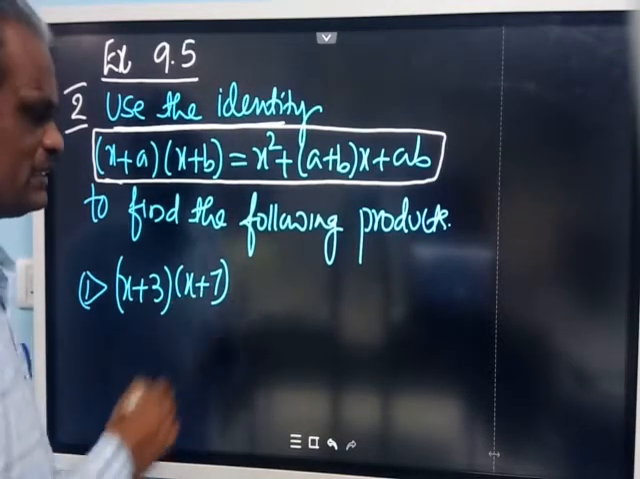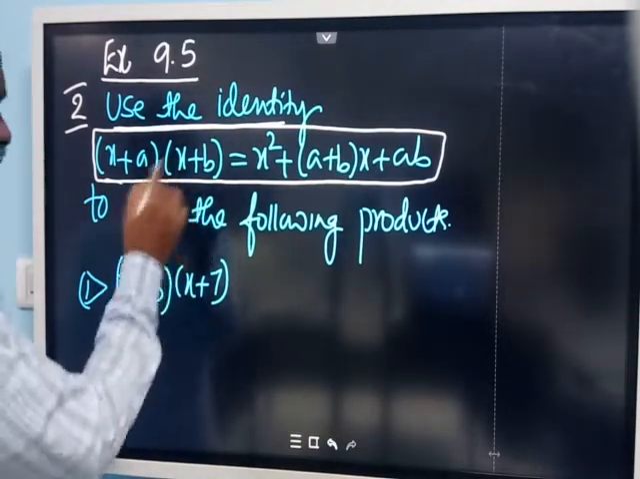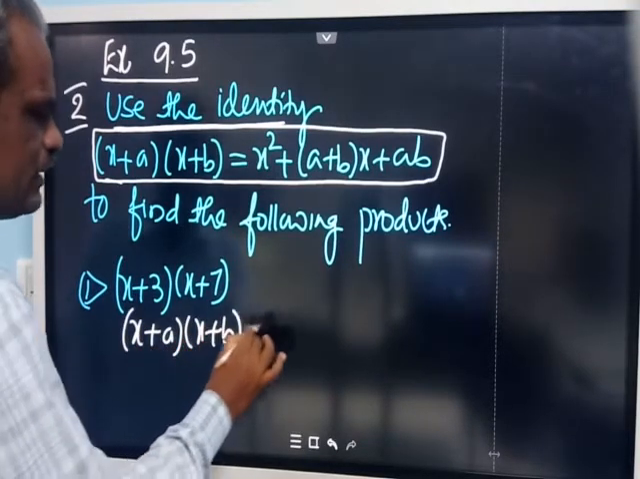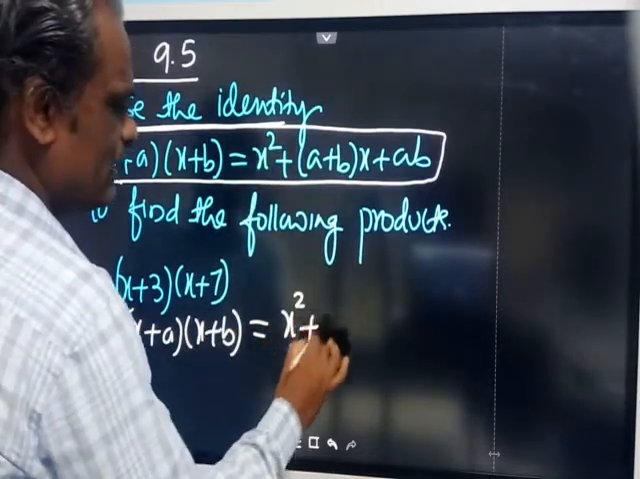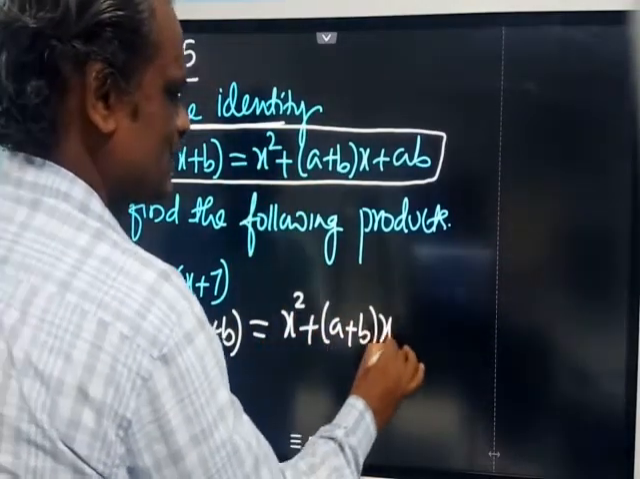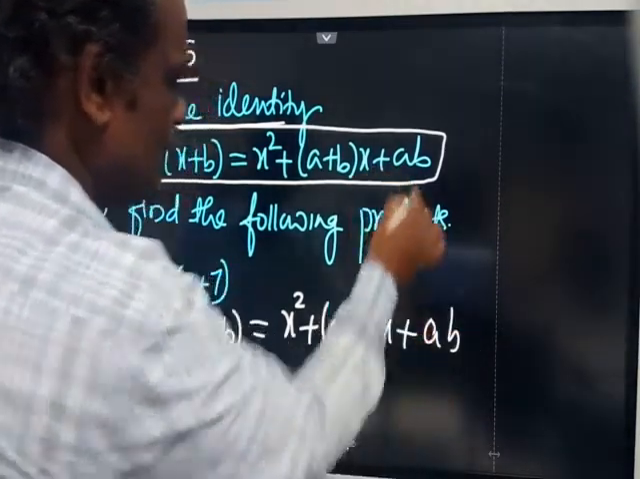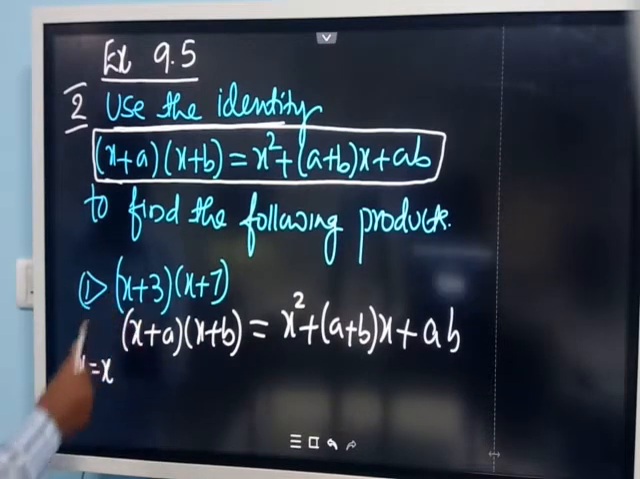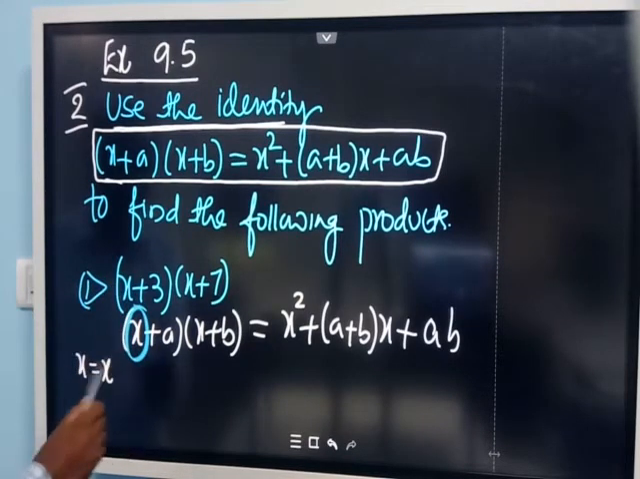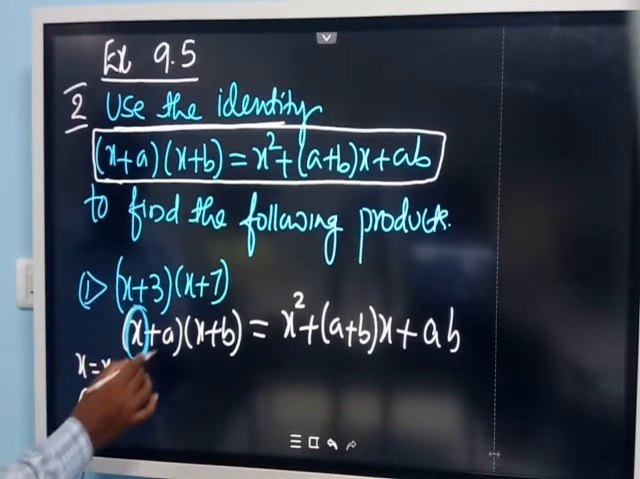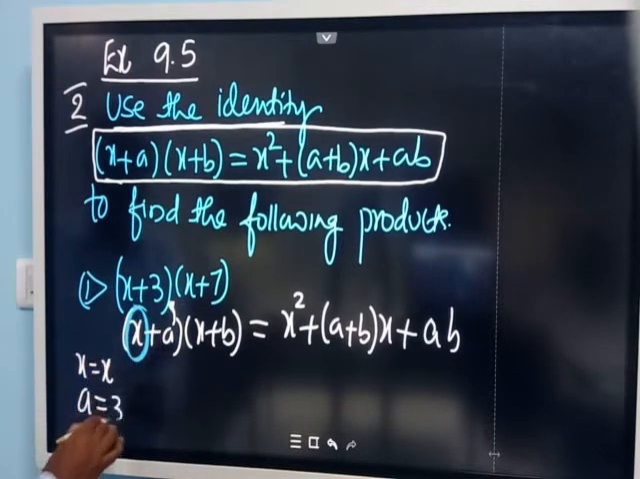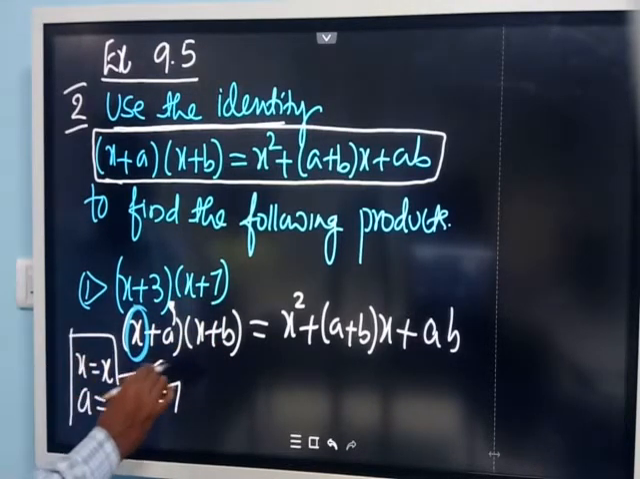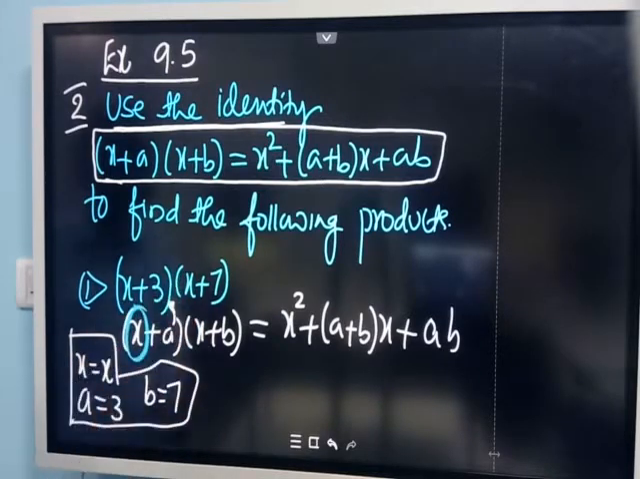Here (x + 3)(x + 7) is in this form. I can write like this: (x + a)(x + b) is equal to, you write down this formula again, x² + (a + b)x + ab. So this formula you have to write every time. Compare this one: x is equal to x only. In place of a, you can see here 3. In place of b, it is 7. So x is equal to x itself, a is equal to 3, b is equal to 7.